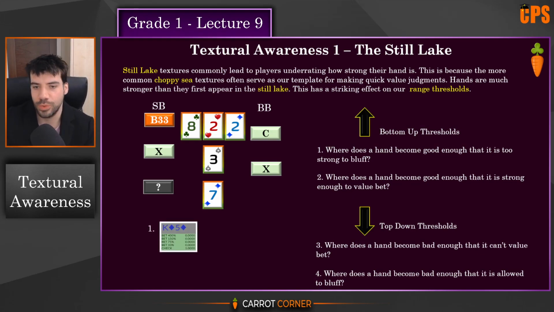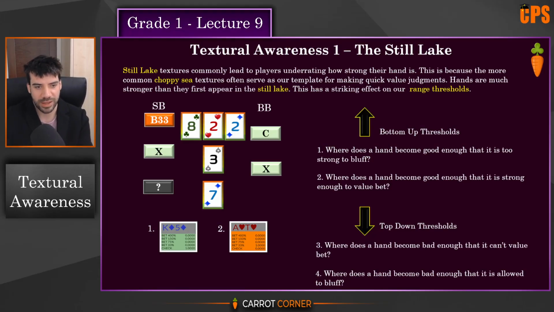And this is number 1. The first hand moving up from the bottom that's good enough that it's too strong to bluff is king 5. That is to say that if you have this much showdown value or more, then you will not be bluffing. You may reach a point where you're value betting, but you will not be bluffing. Moving up further to threshold 2, you can begin value betting here at a decent ace high or better, ace 10, ace jack, ace queen, ace king.